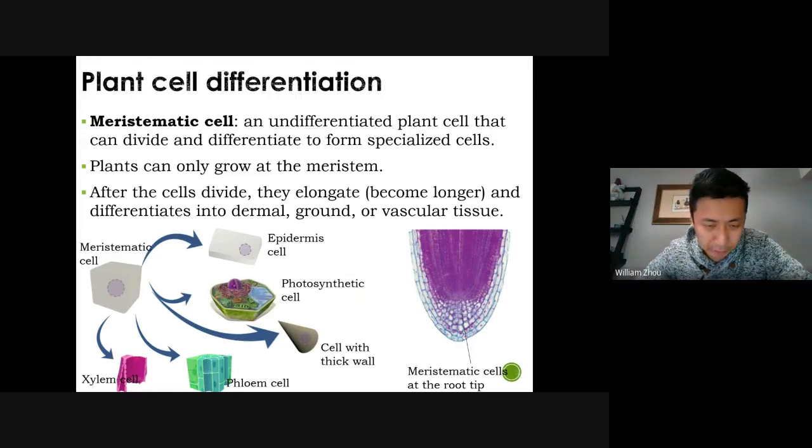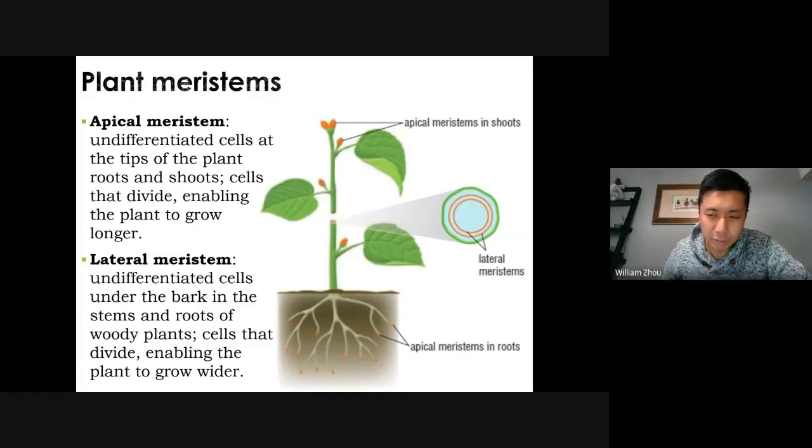Okay, awesome. Let's move on. So we're still on meristems. Now, there are two types of meristems. I said that only in very specific parts of the plants do you have these meristematic cells.